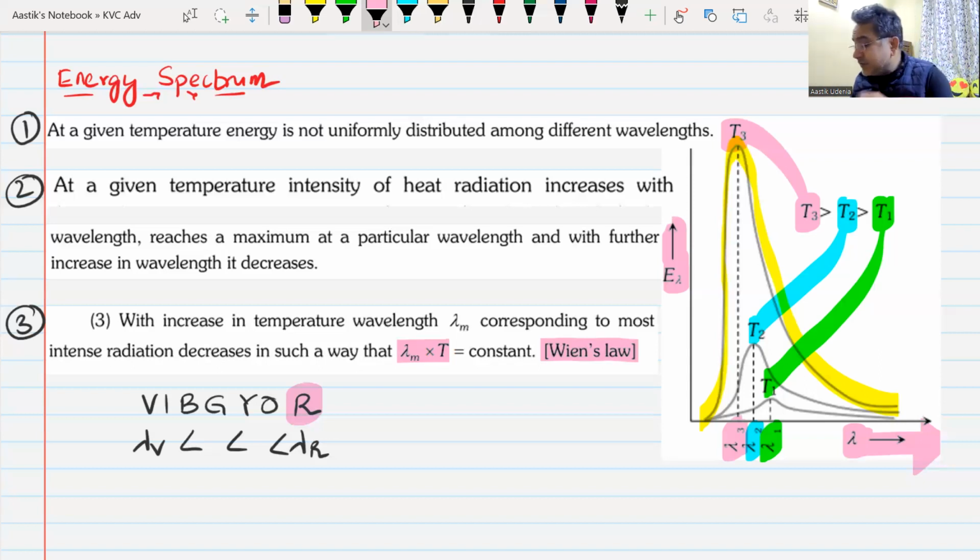You can see this. At temperature T1, the graph is very small. Then at temperature T2, the graph becomes larger. At temperature T3, the graph becomes higher still. It's happening because as the temperature is increased, the energy increases. Do we understand this? Understood, sir.